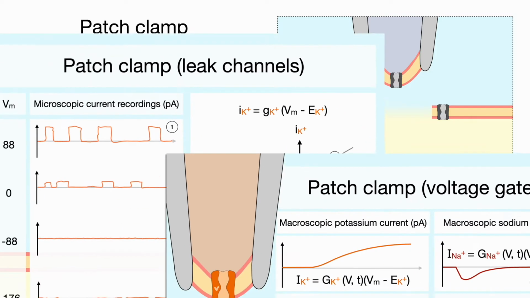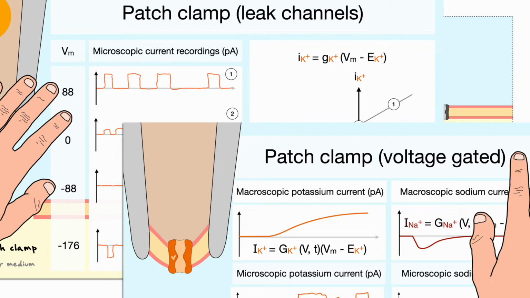Recall that we've used the patch clamp experiment to determine the properties of leak and voltage-gated channels in our conversation about the action potential. To make sure we're all on the same page, let me briefly give the key insights that we can get from the patch clamp experiment by using our previous work.